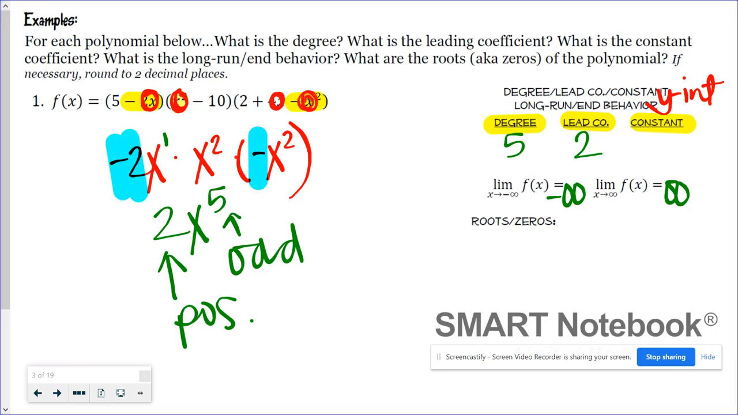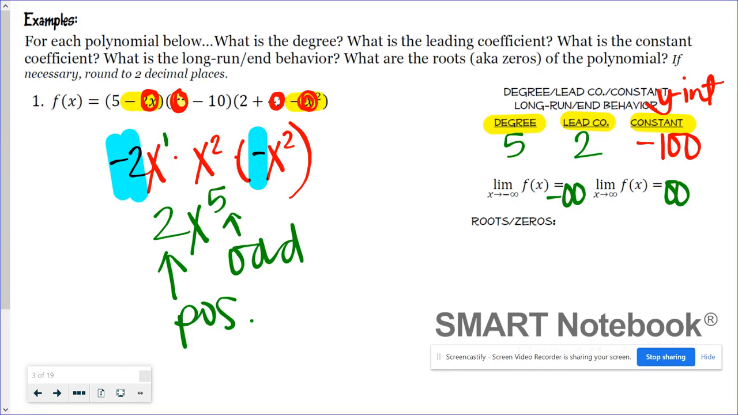Or I can plug that whole thing into my calculator with zeros. But really what it comes down to is 5 times negative 10 times 2. So my constant would be negative 100. But like I said, just throw that into a calculator, let it figure it out.